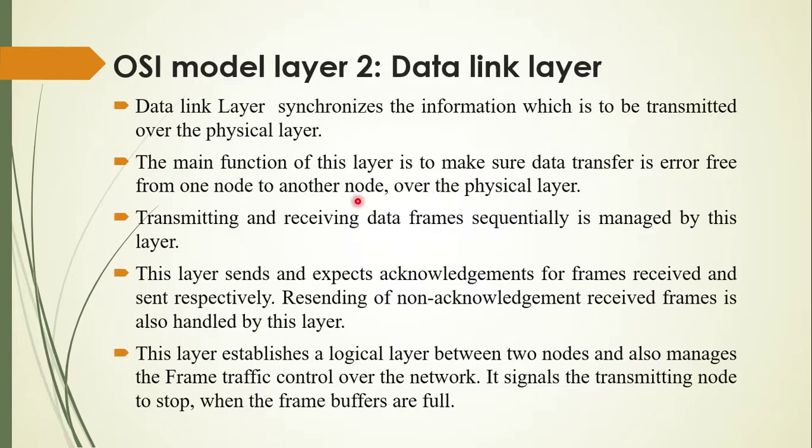Transmitting and receiving data frames sequentially is managed by this layer. As I explained earlier, the data at the data link layer comes in the frame format. This layer sends and accepts acknowledgement for the frames sent and received respectively. Resending of frames for which no acknowledgement was received is also handled by this layer.